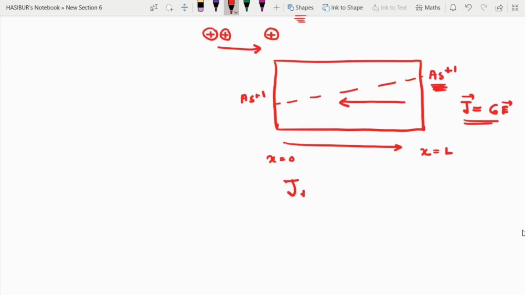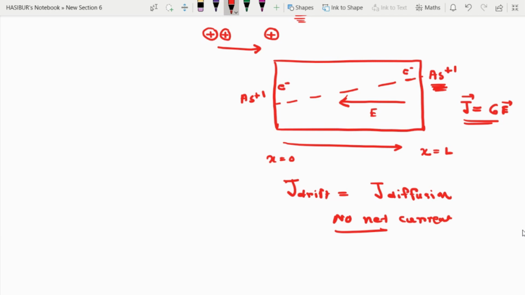And this drift current will be balanced with the diffusion current. So this is the reason why there will be no net current. Although there will be a net electric field, from right to left as I have shown, there will be no net current. The concentration of arsenic is more here and less there, so here the free electron concentration is more, and here the free electron concentration is less.